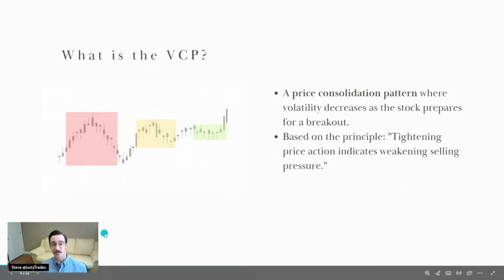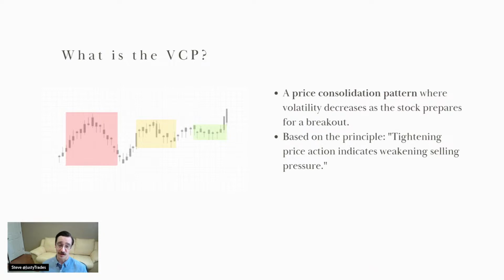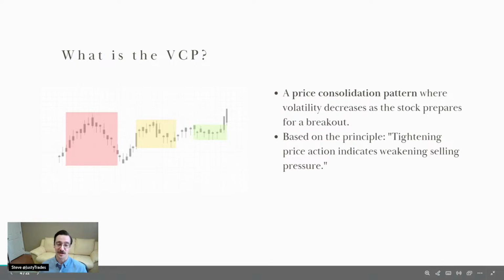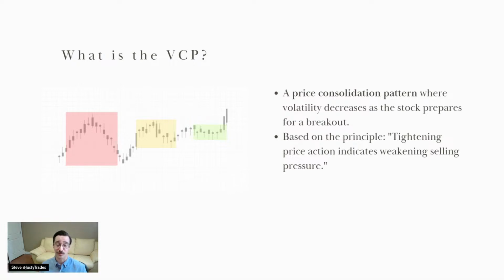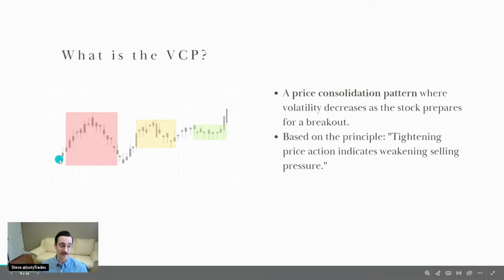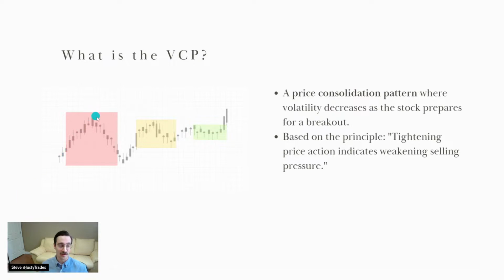So what is a VCP? It's pretty simple. A VCP is a contraction or a consolidation pattern where the volatility decreases as the stock prepares for a breakout. It's based on the principle that price action will tighten as selling pressure weakens. So over here, we have a good example. We have one move up and down. We have a smaller move up and down, and it's even tighter here before it breaks out. This is essentially what we're trying to focus in on. We're going to be looking for entries in this real tight little box here, because this will allow us to manage risk right under and capitalize on the big stuff.